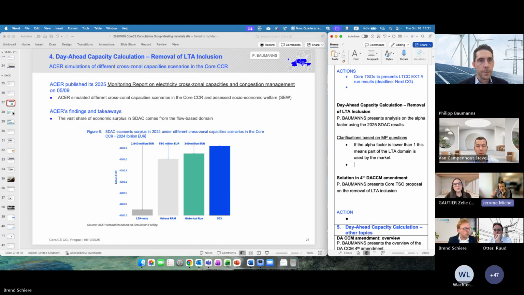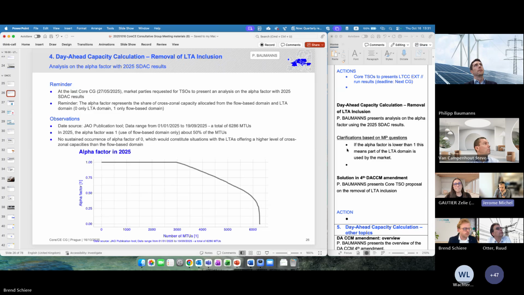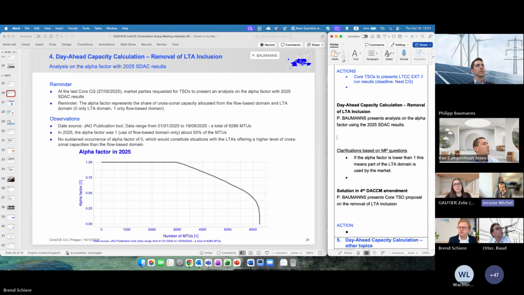Yeah, thank you. Just a comment on a previous slide, on the alpha factor. So yes, 50% of the time there is a use of LTA inclusion, which means if we remove it, there will be a strong impact for the market. So how is this kind of analysis taken into account in the decision to remove the LTA inclusion? Because if we reflect on that, it's a signal not to remove it.